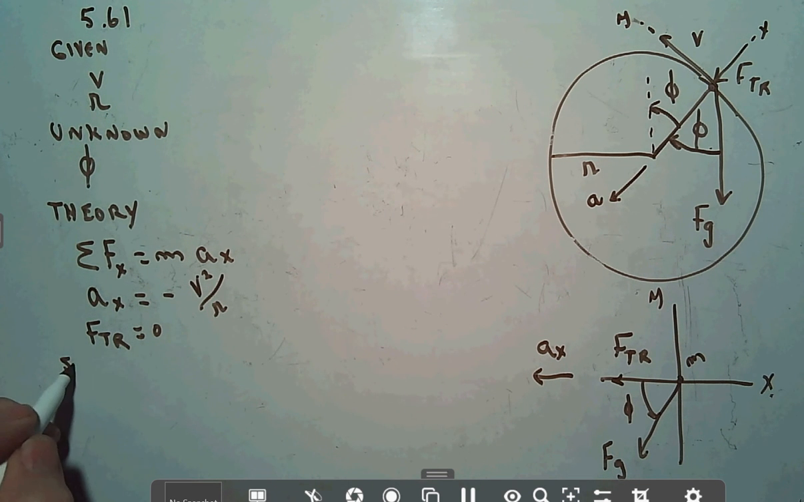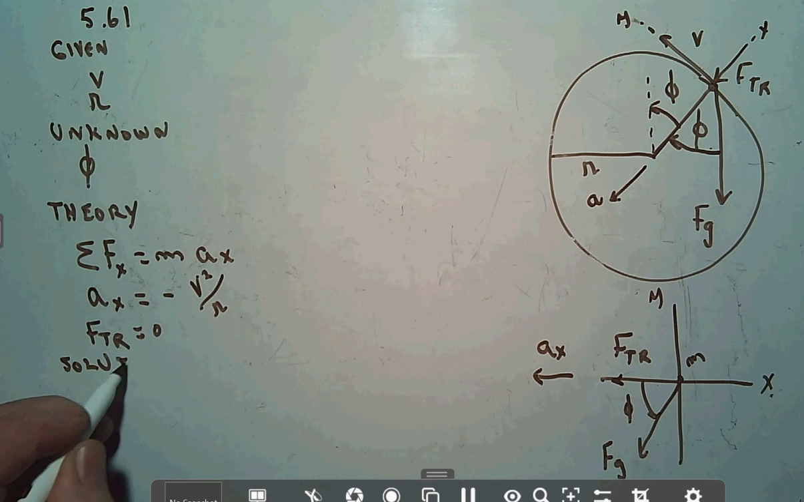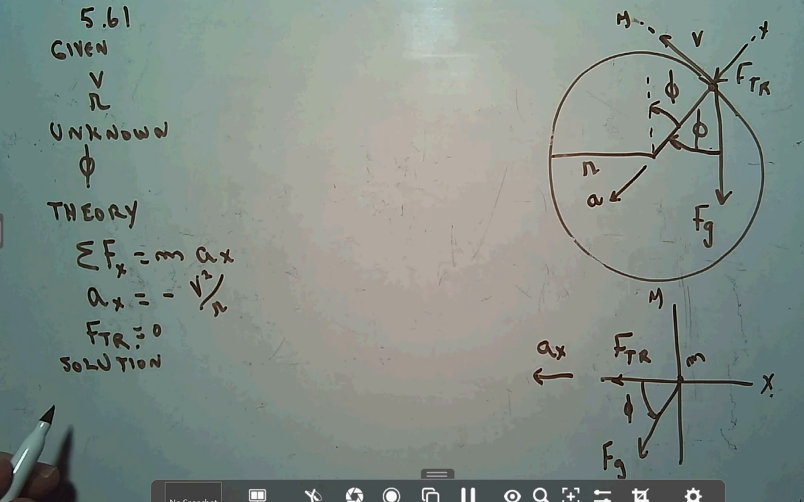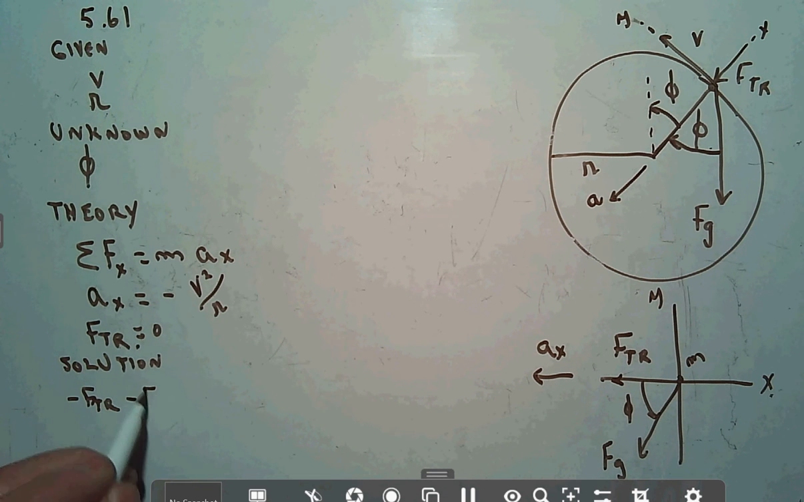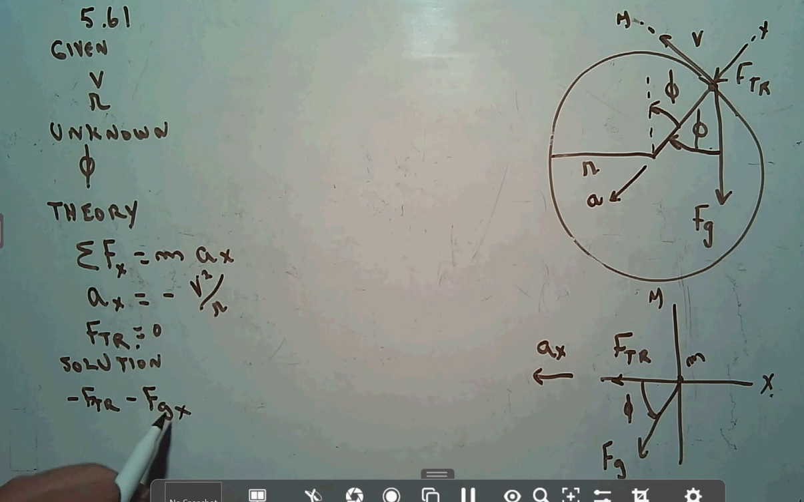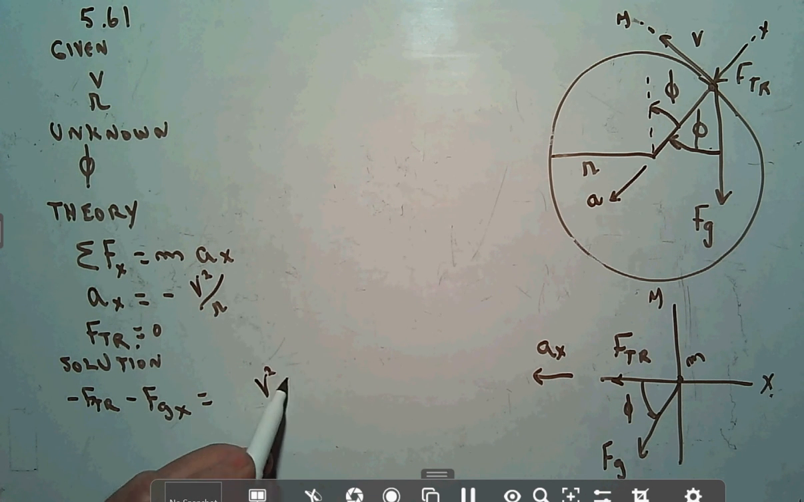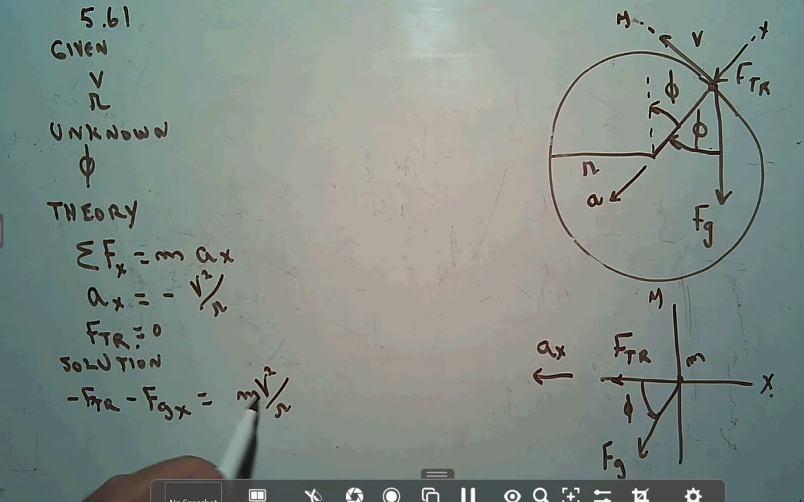So what we need to do next is to just simply sum up the forces and see what we get, okay? So if I sum the forces in the x direction, I'm going to have a minus F_TR. And then I'm going to have an x component of the force of gravity in the minus x direction. So that'll be minus F_Gx. And then that's got to equal the mass times acceleration in the x direction. Well, that's v squared over r times the mass, and then I need a minus sign here because it's pointing in the negative x direction.